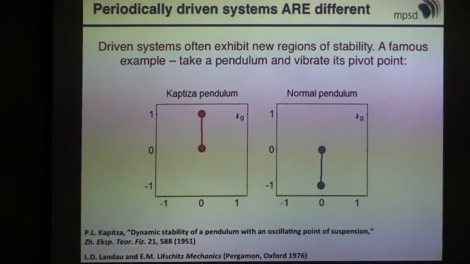If the frequency is low compared to the eigenfrequency of the pendulum, I get sidebands. But if the frequency is high, I have an effective energy surface with a minimum of potential here, which is narrower than this minimum of potential, and a minimum of potential here. And so I can hold it upright. This is one example of a dynamical system that just looks different from a static system.